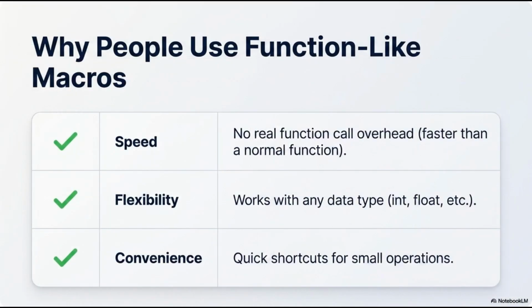So, if this robot is completely blind, why do we use it so much? Well, it boils down to three massive benefits: unparalleled speed, incredible flexibility, and sheer coding convenience. It's kind of the holy trinity of writing efficient code. And as we can see here, the perks are undeniable. For speed, there is zero function call overhead. A macro is actually faster than a normal function because the code is physically injected right where you need it. Then there's flexibility. It handles any data type instantly, whether you're tossing it an int or a float, without having to rewrite the function. And convenience, it gives you these awesome, highly readable shortcuts for those small, repetitive tasks.